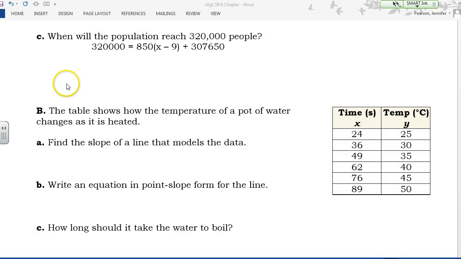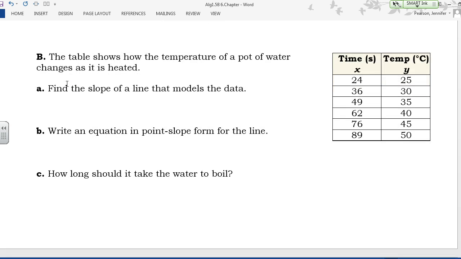My last example says the table shows how the temperature of a pot of water changes as it is heated. Find the slope of the line that models the data. So I'm going to label my coordinates x1 and y1 as the first point. Now this is technically the second point and the third point, but what I like to do is label them the first and the last point. It's the best way to get the right direction of my points. We can adjust if we have a scatter plot to make it more exact, but this is just the fastest way.